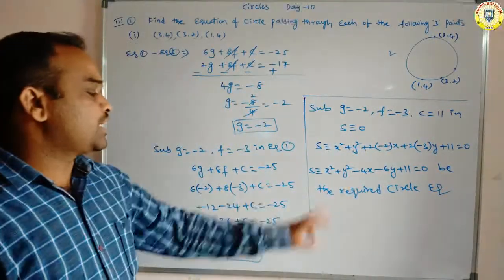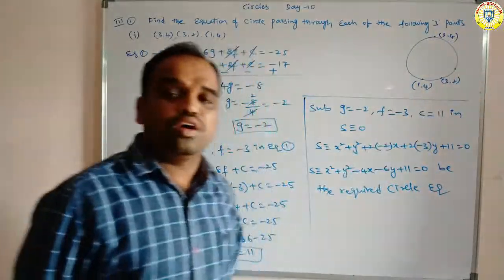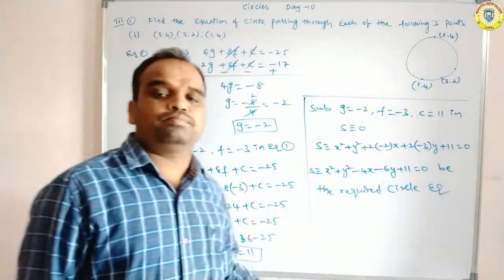So this required circle passes through which points, sir? 3 points: (3, 4), (3, 2), (1, 2). Okay? All of you note down this problem.